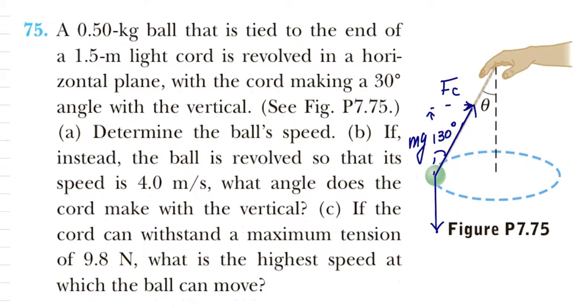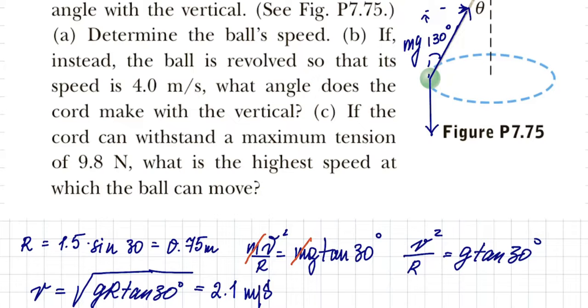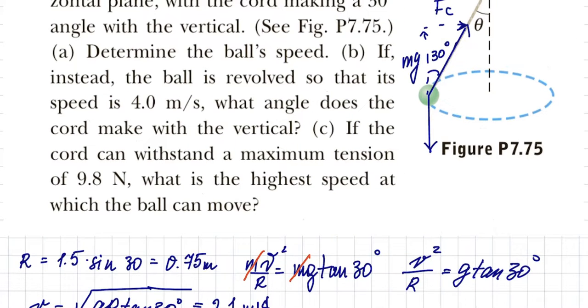Our final beauty, which the first part is very easy in problem 75. This is very much like our flying pigs lab. You know the length of the string, you know the angle that it makes with the vertical, and the mass, and you need to figure out the speed. So a radius you find as length of the string times sine of the angle with the vertical. Sine of 30 is half, so it's 0.75 meters.